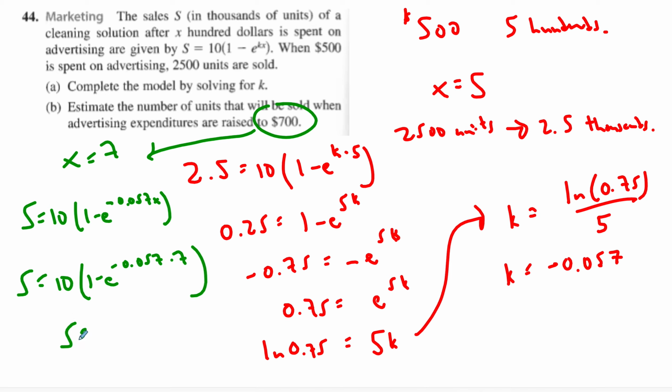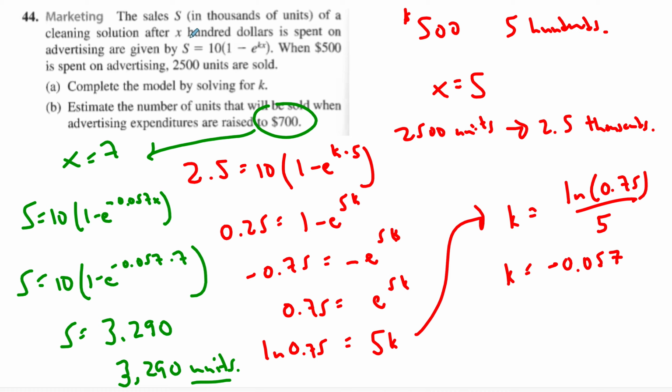So this is a matter of typing this in correctly more than anything else. E to the negative 0.057 times 7 is 3.290. Now remember, this is thousands of units. So that's 3,290 units.